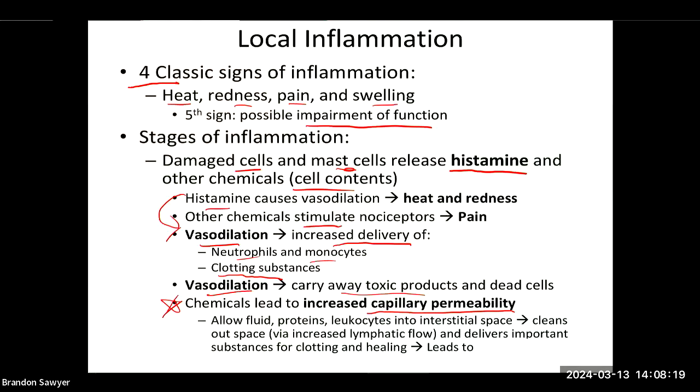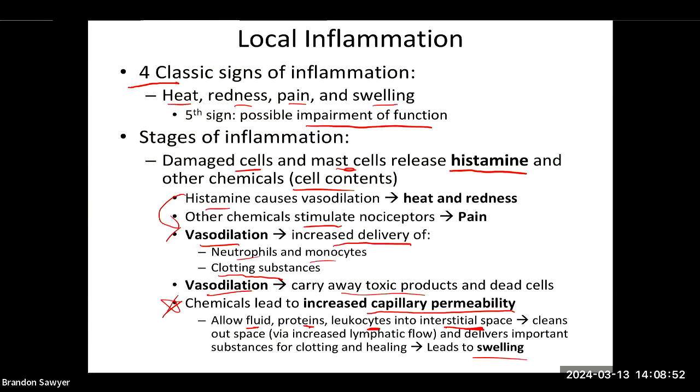That means more fluid is going to get out into our interstitial space, which also means that all these cells can get through there and get out into the interstitial space. So we get fluid, proteins, leukocytes, all of that stuff can get into the interstitial space now. And all of that can be helpful to get the stuff there that we need to deal with whatever the injury is. But that also leads to swelling, right? Because we're adding extra components to the interstitial space. So we're increasing the osmotic pressure there, which then pulls water with it. And that's what causes swelling.